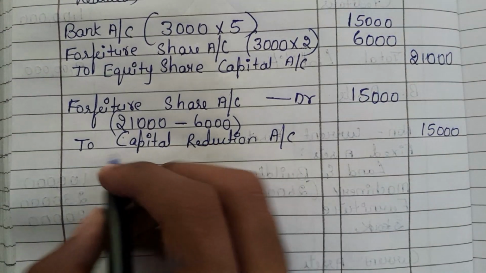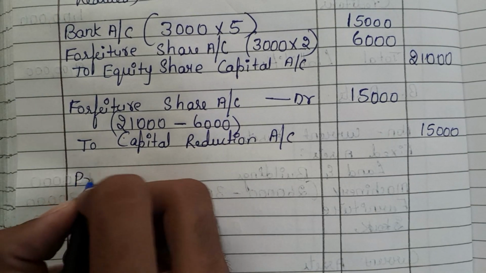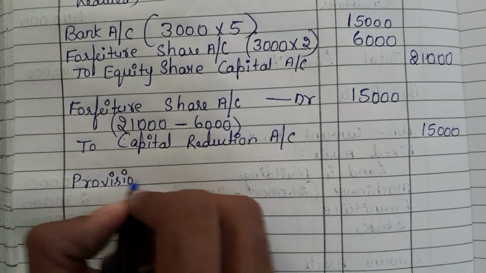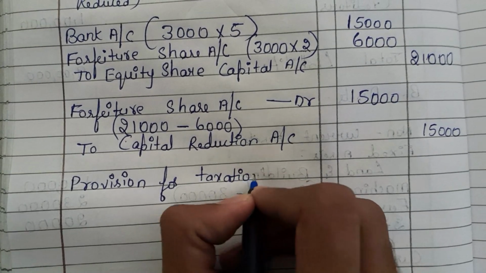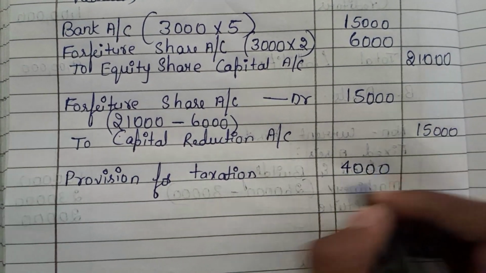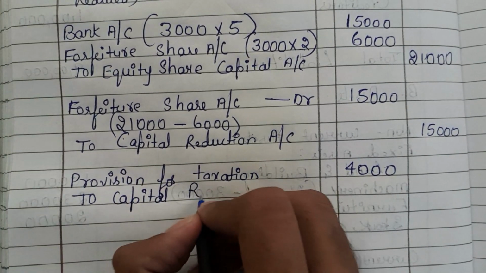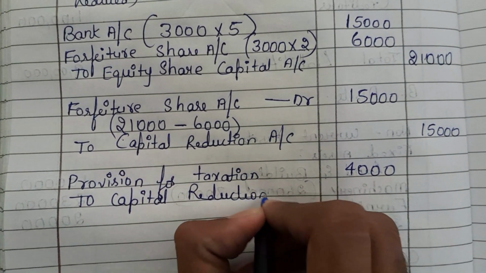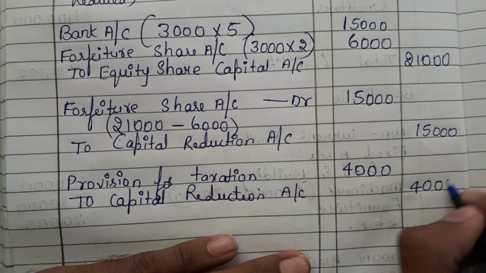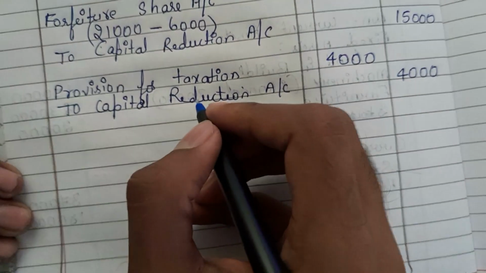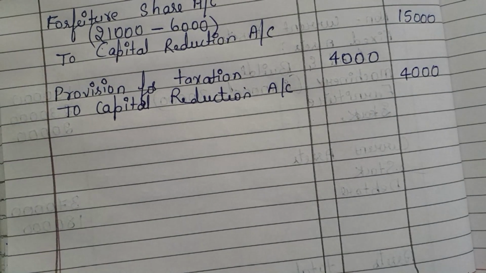Next, the provision for taxes available they have told. So provision for taxation, 4,000 rupees is available. That 4,000 also we need to transfer to capital reduction account. Capital reduction account, 4,000 rupees. Now the last journal entry is that we need to write off the assets they have told.